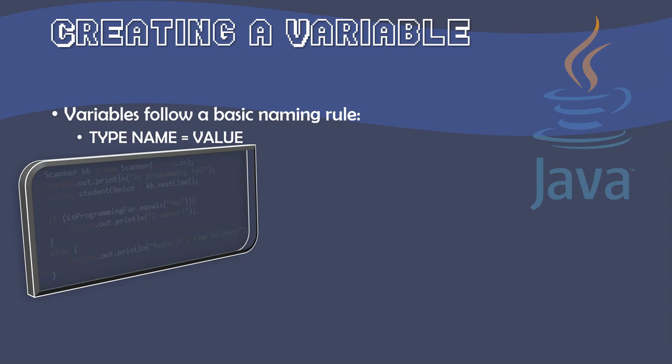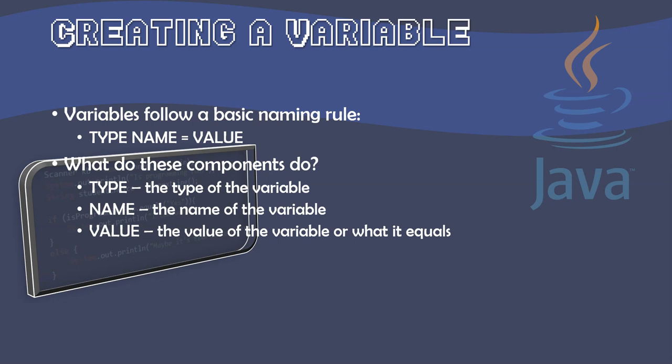The first thing you need to know is that variables are going to follow a very basic rule. The type, the name, equals a value. So again, type, name, equals value. If you can remember that, you'll be good. So what do each of these components actually do inside a variable? Well, the type is simply the type of the variable. So is it a number? Is it a string? Is it some other thing that's going to be used by the program?